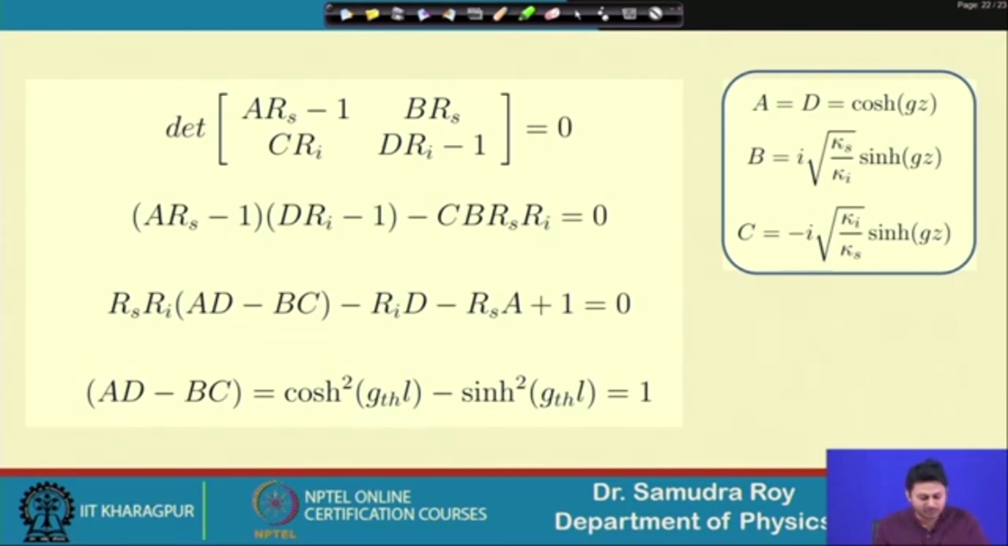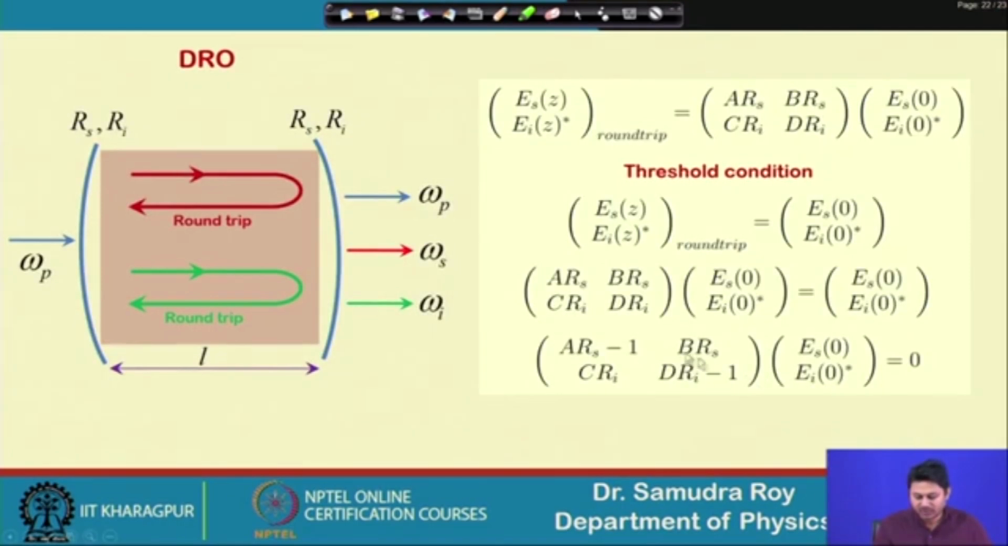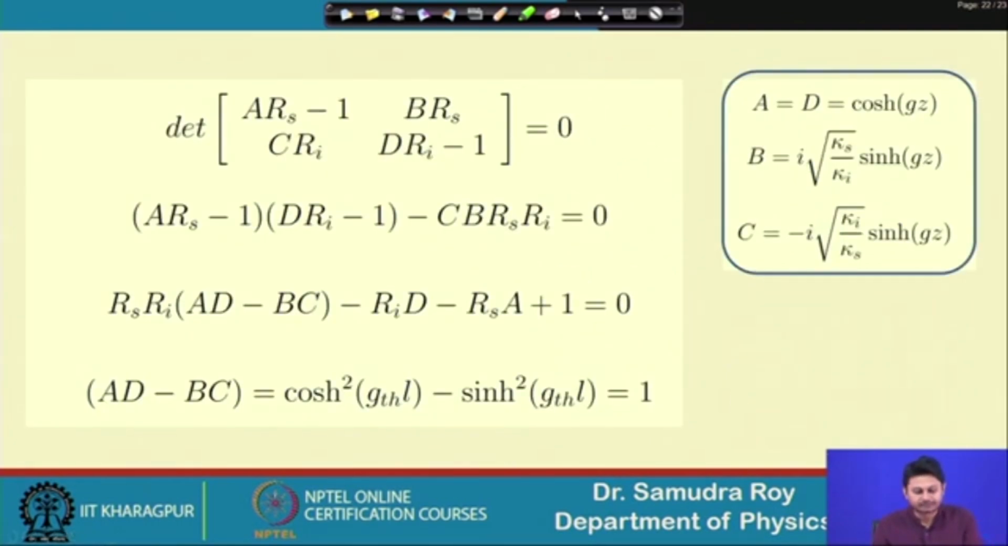The condition of the non-trivial solution, as I mentioned, is that if these two are non-zero, then this equation will be satisfied once the determinant of this matrix is 0. Once the determinant is 0, now is the time to calculate what is going on. We calculate the determinant simply: A R_S minus 1 multiplied by D R_I minus 1, minus C B R_S R_I, equal to 0.